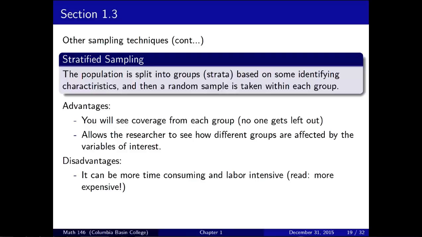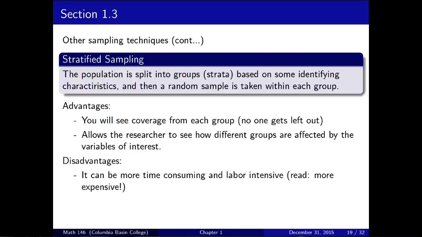sample in each neighborhood. The advantages to a stratified sample is you're going to see coverage from every single group, so nobody gets left out. Okay, I'm going to get opinions from every part of the city. It also allows a researcher to see how different groups are affected by the variables. If we're looking at trash collection, and I go into every neighborhood, I might find out that some neighborhoods are really happy with their trash service, and some neighborhoods are really dissatisfied.